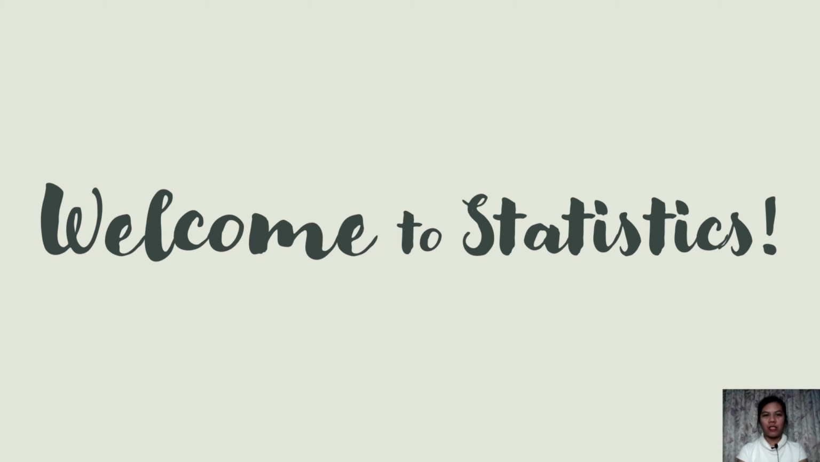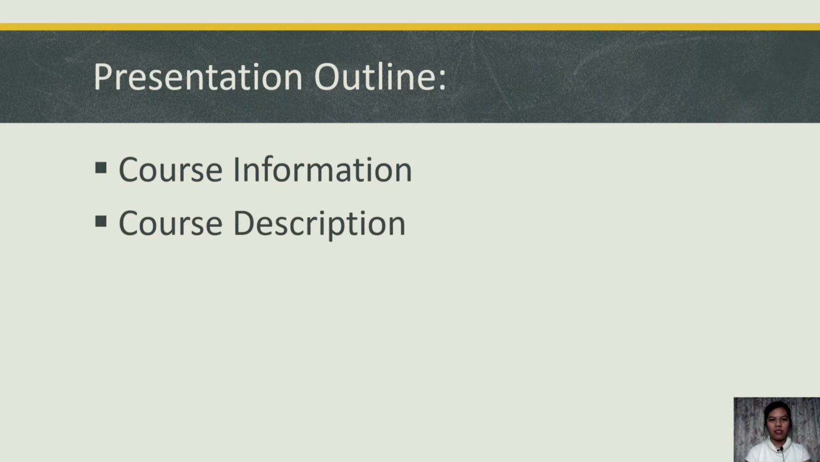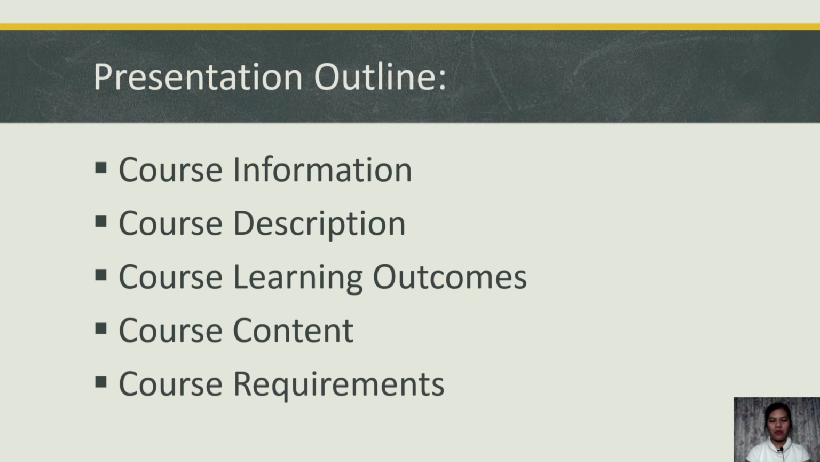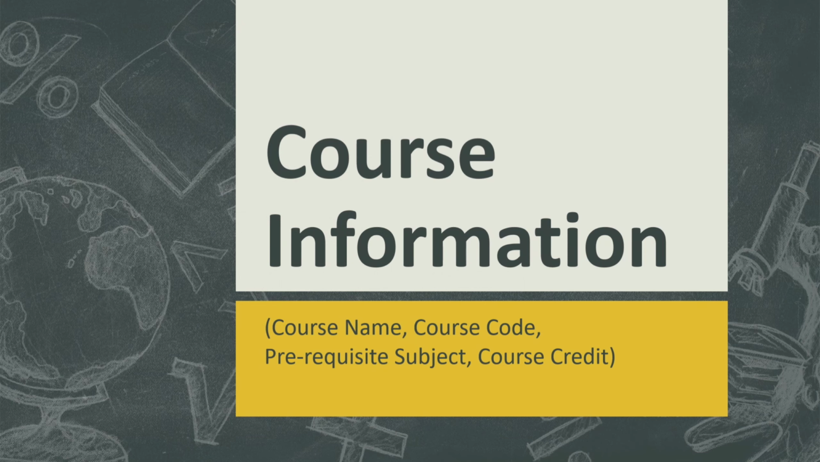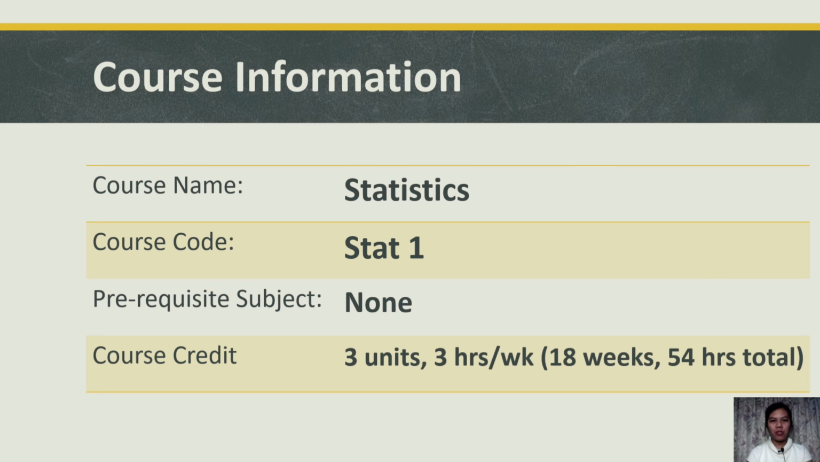It explains what is involved in studying statistics. I will be presenting to you the course information, description, learning outcomes, content, and requirements for this course. The course information. Statistics is the course name, with the course code of Stat 1. It is a 3-unit subject or course, a total of 54 hours.